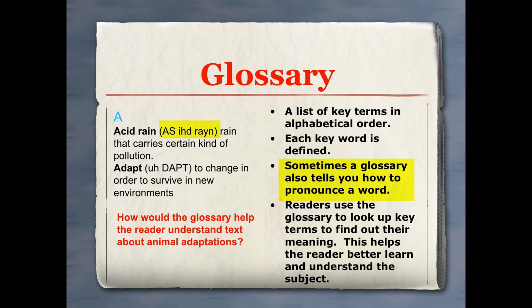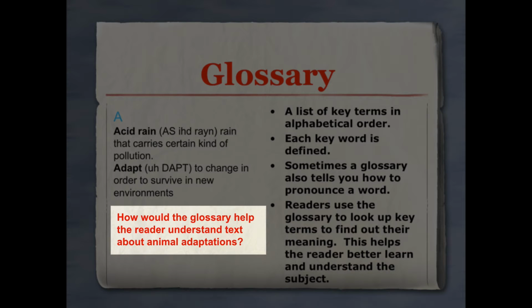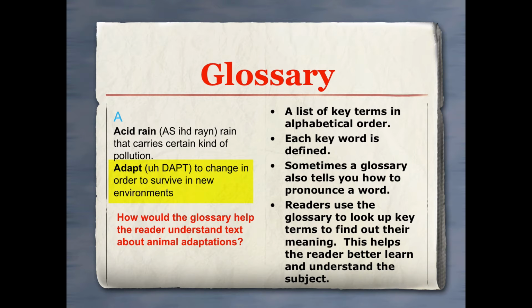Sometimes it will also list the pronunciation of each word, and it may give other information as well about the word. So you use the glossary to look up meanings for terms. And of course, knowing the meanings helps you learn and understand the subject area better. So in this glossary, if you are wanting to understand more about animal adaptations, see, adaptations is a key term. So you could look up the word adapt, which means to change in order to survive in new environments.